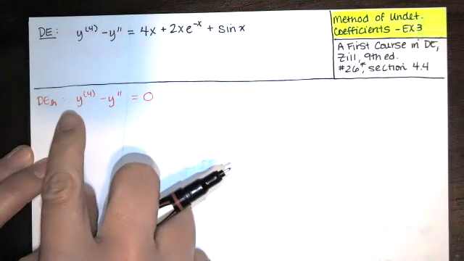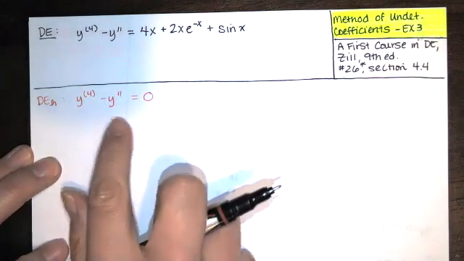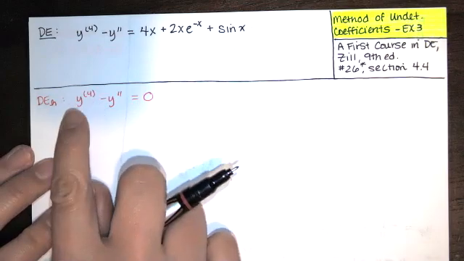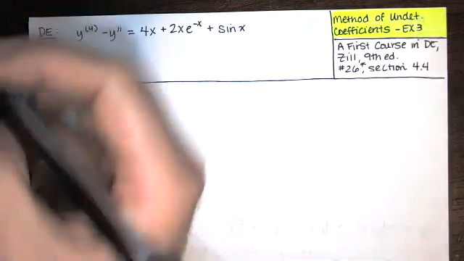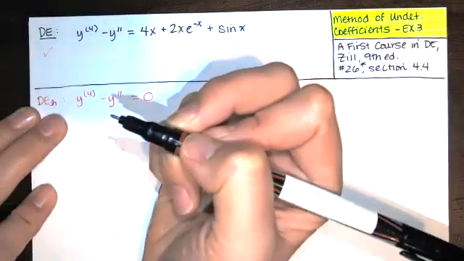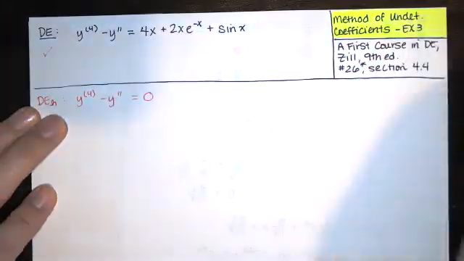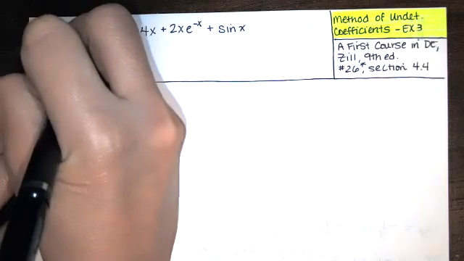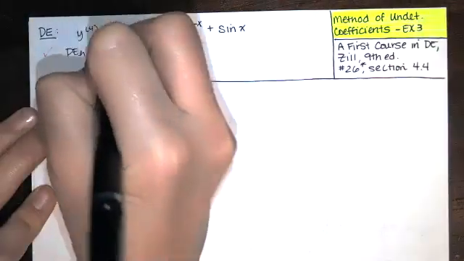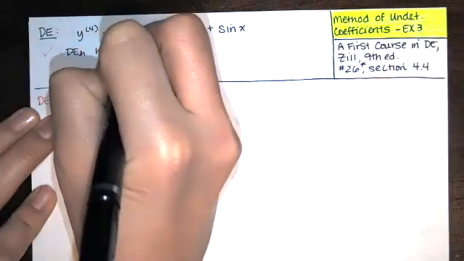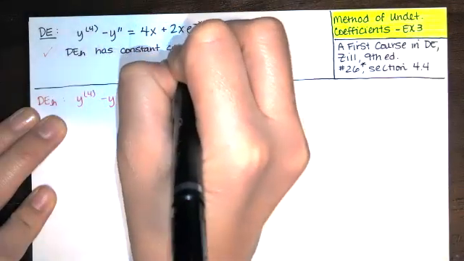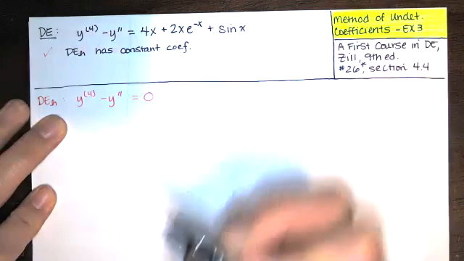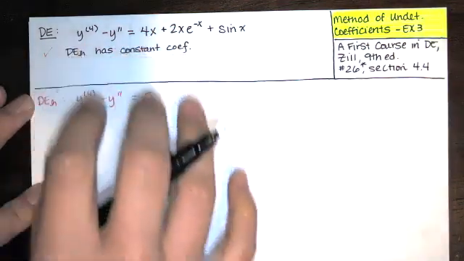So I ask myself, does this equation have constant coefficients? And it does. The coefficient here is 1. The coefficient over there is just -1. Since the differential equation has constant coefficients, the corresponding homogeneous equation has constant coefficients. The guessing method, which is the method of undetermined coefficients, is appropriate so far.